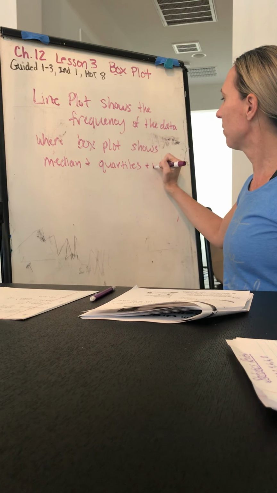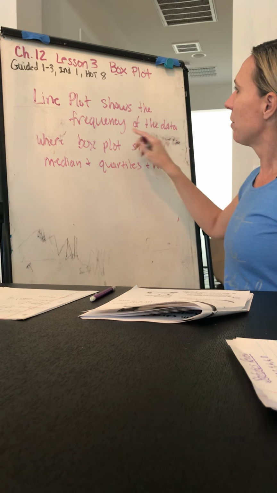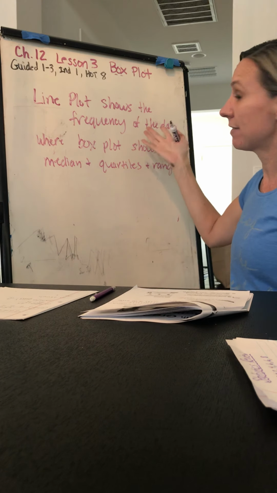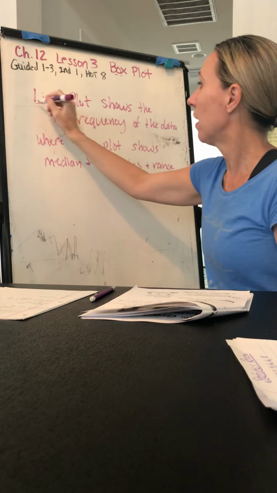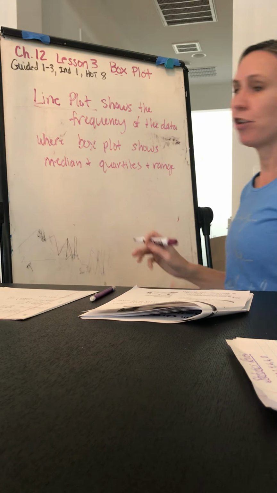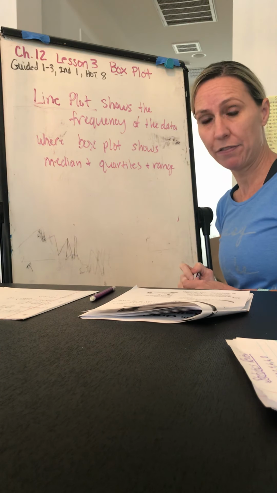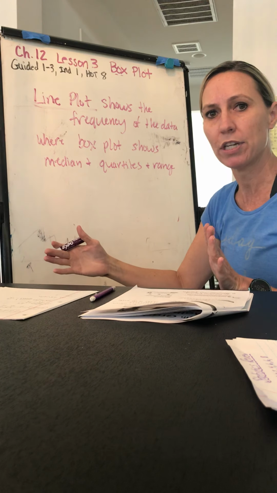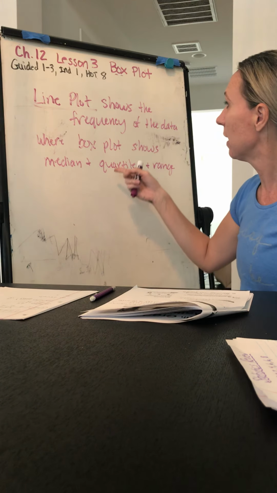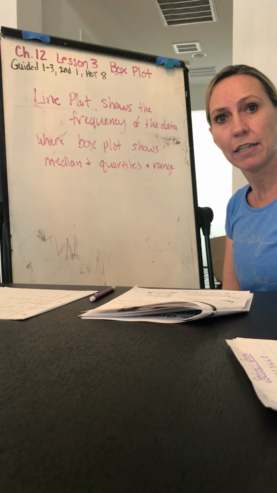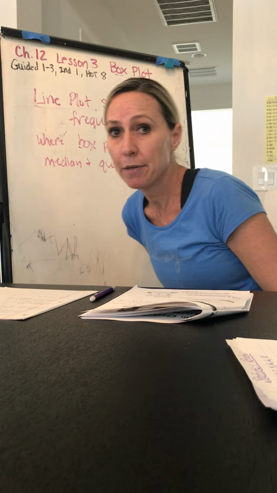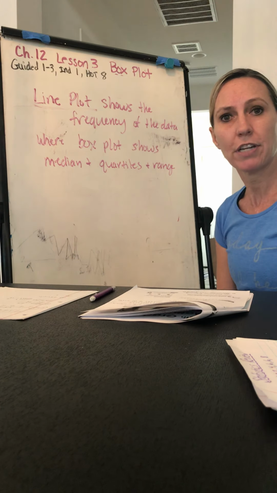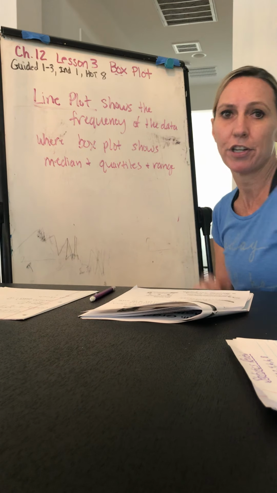And I mean, you can also look at a line plot and see the range too. So something that's the same is they both show the range. But definitely, if you're looking for a type of graph that will show the median and cut your data into quartiles, then you want to use a box plot. If you're looking to show frequency of certain items, which is kind of like a bar graph, you would use a line plot. So it just kind of depends on what kind of graph you're looking for.